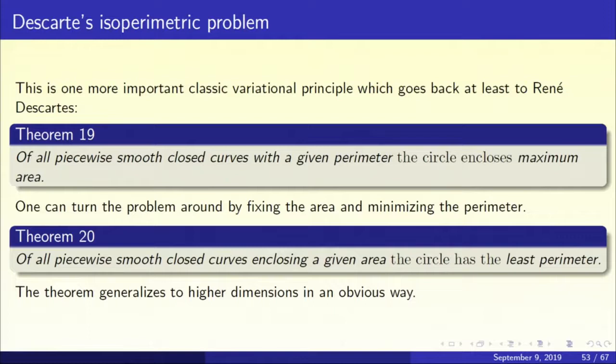Now we can do the other way around. We can fix the area and see how to minimize the perimeter. It's called the dual problem. Theorem 20. Of all piecewise smooth closed curves enclosing a given area, the circle has the least perimeter. So this time the area is fixed, the perimeter changes. So the circle minimizes the perimeter. Now this is an isoperimetric problem in the plane. What will be the isoperimetric problem in space? No prizes for guessing. Take all possible bodies which have fixed surface area. The sphere will maximize the volume.